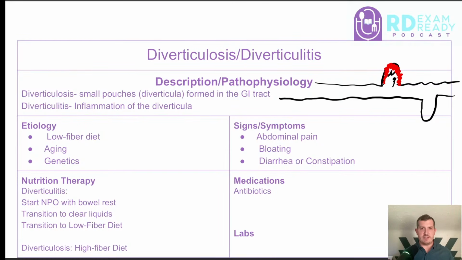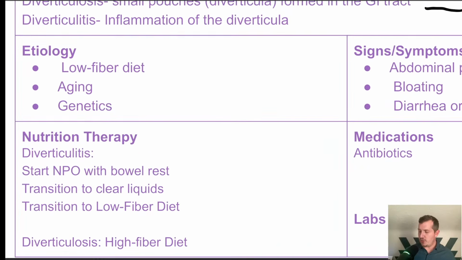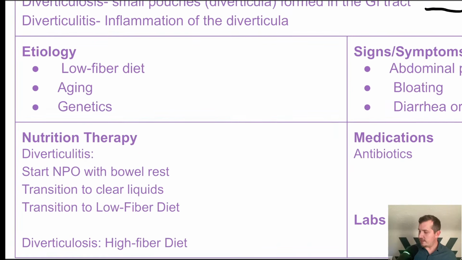I don't have an amount of timing for you there, but we would probably use the ASPEN guidelines as far as when we need to start getting them nutrients. Transitioning them to clear liquids just to keep their system nice and easy, and then transition to a low fiber diet. And if there's anything I can emphasize to you, it's this right here. When we are in a state of diverticulitis, we focus on a low fiber diet.